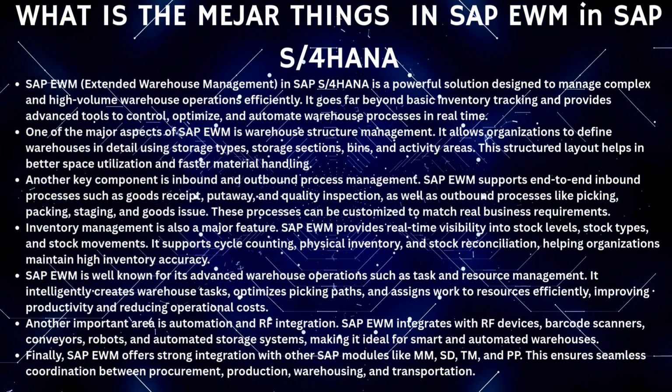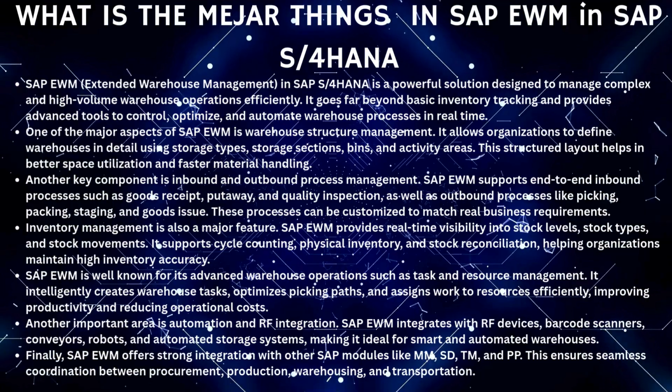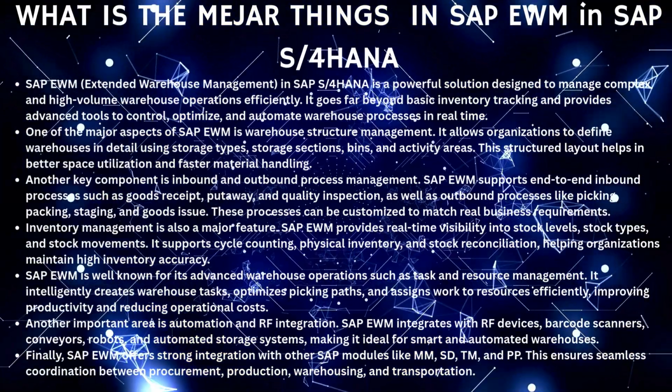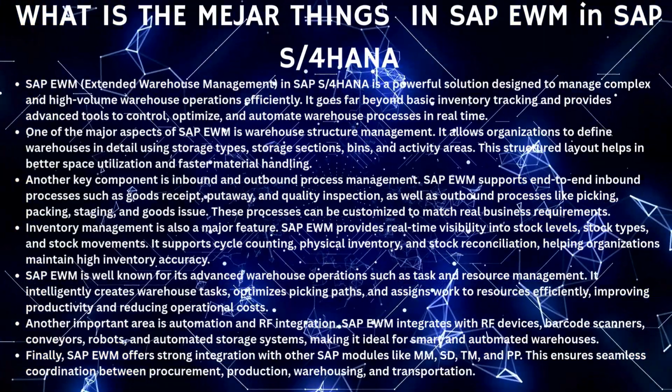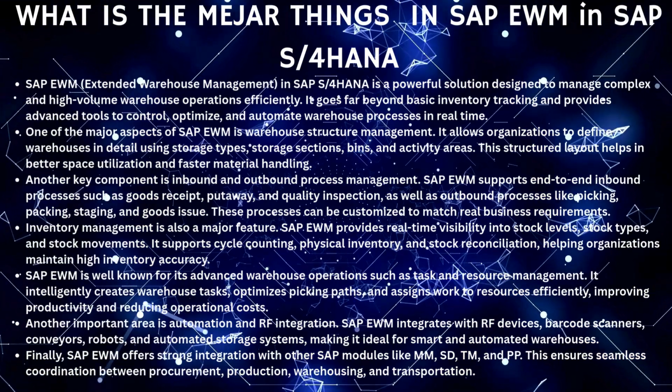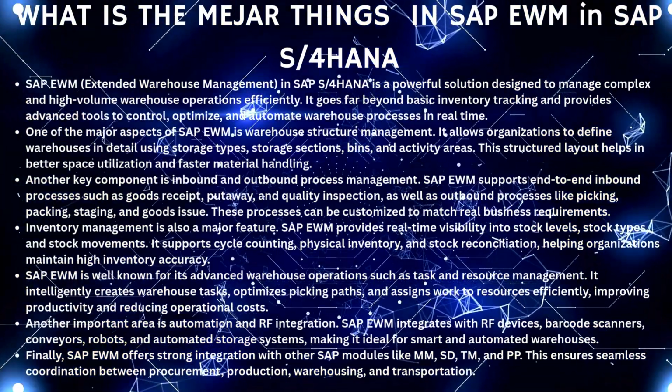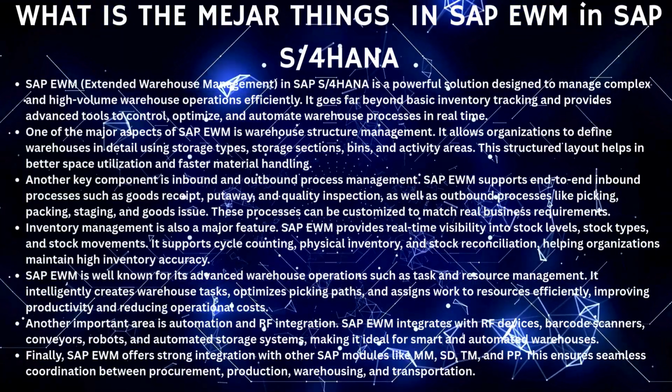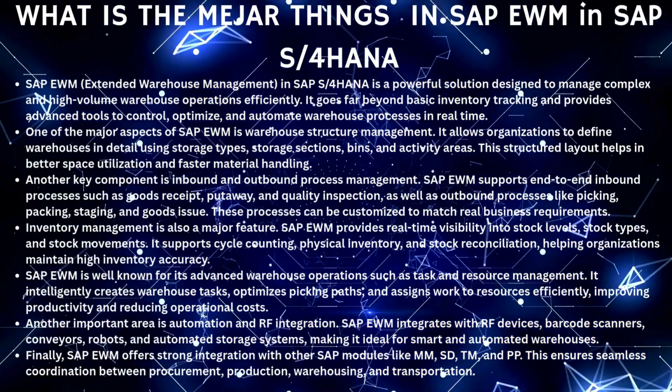Another key component is inbound and outbound process management. SAP EWM supports end-to-end inbound processes such as goods receipt, put away, and quality inspection, as well as outbound processes like picking, packing, staging, and goods issue. These processes can be customized to match real business requirements.